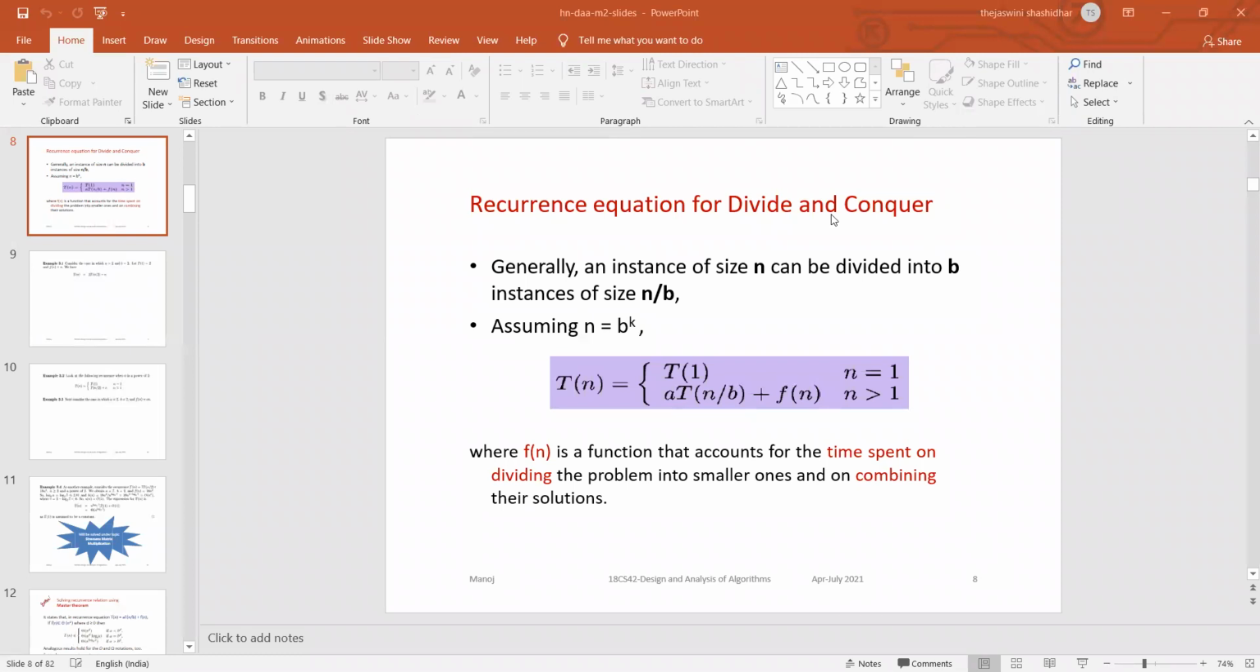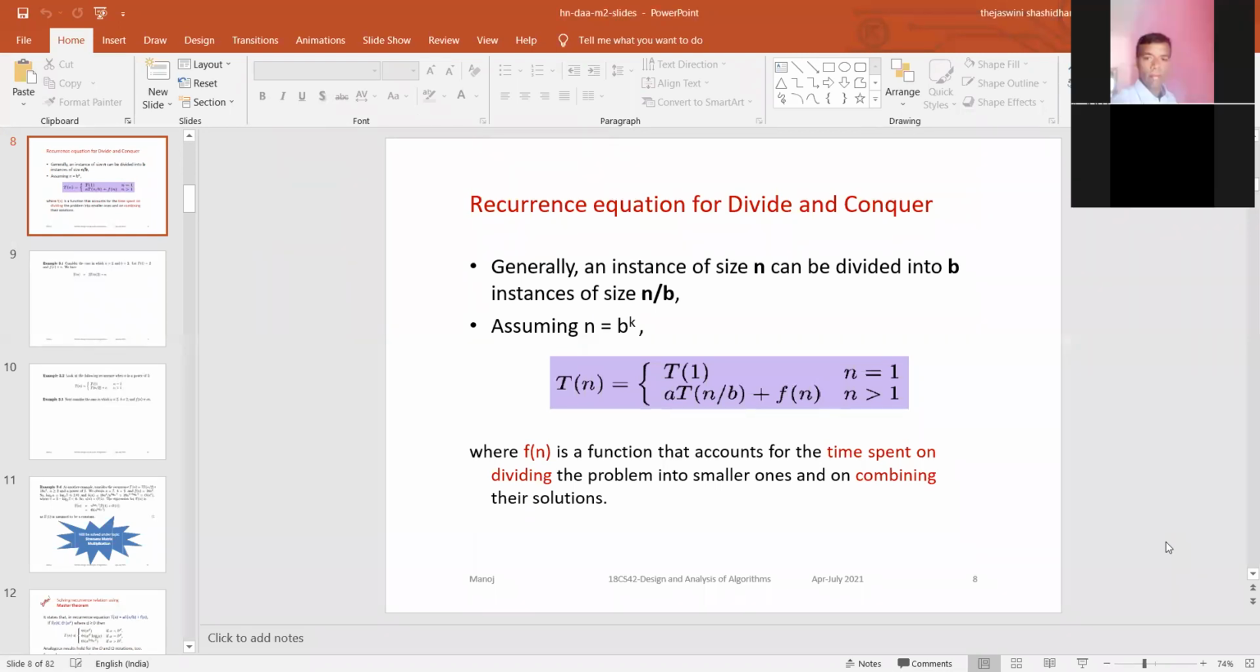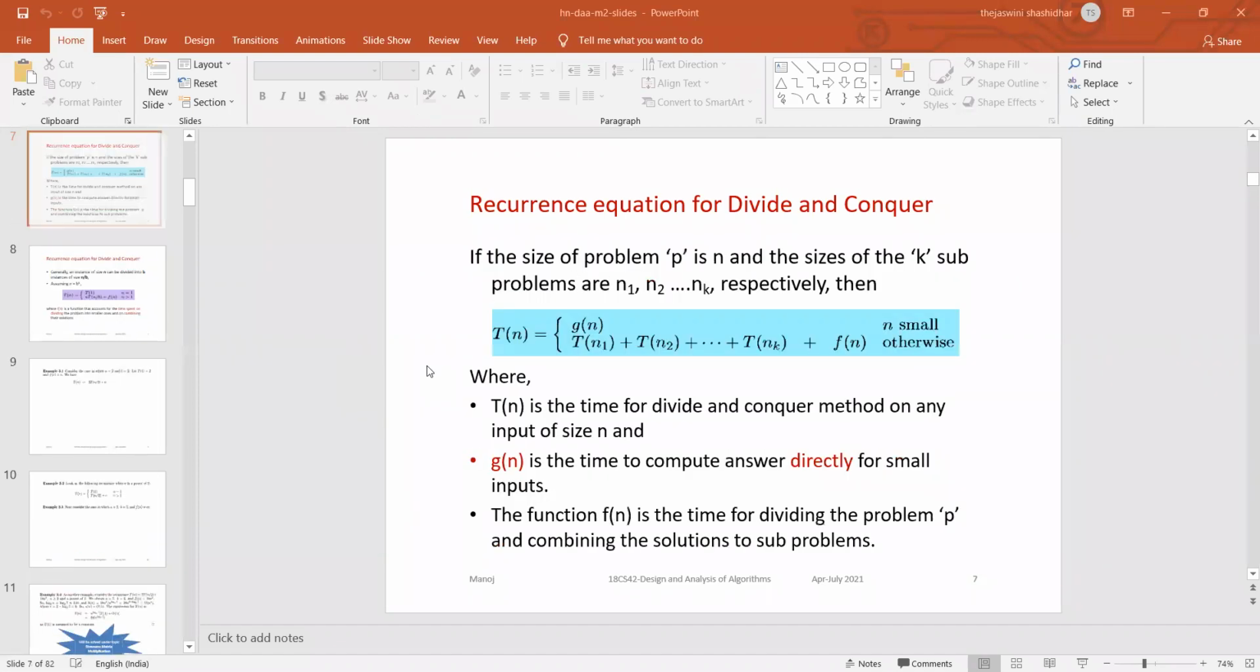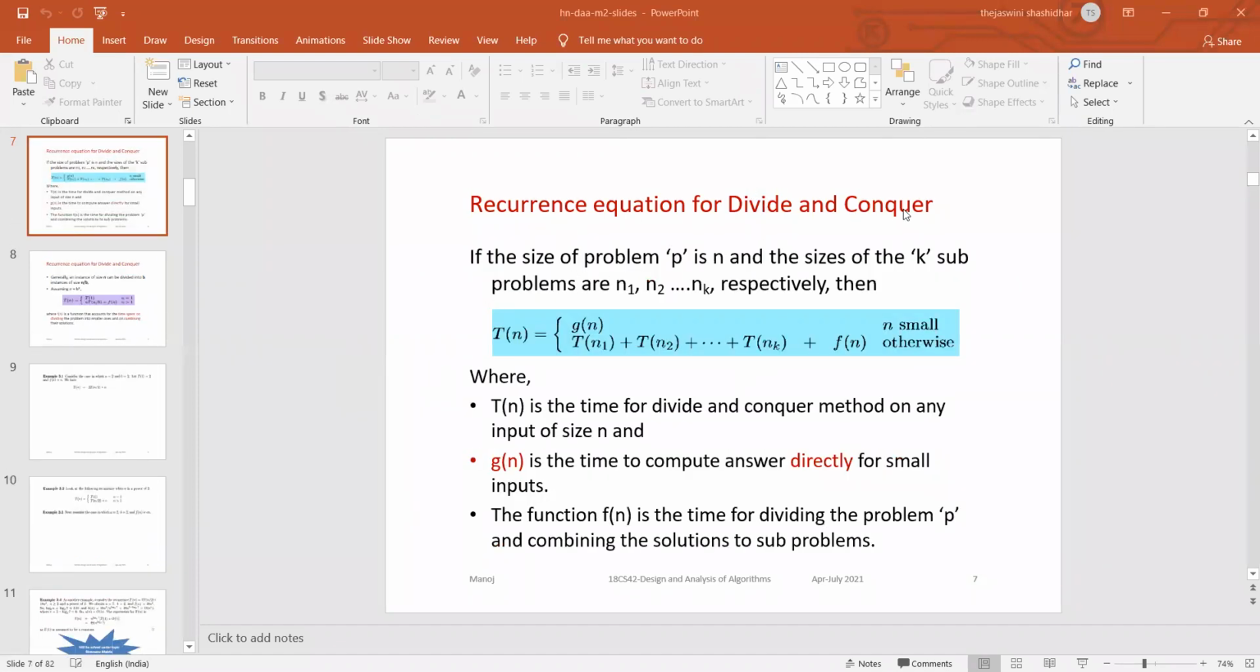Okay, so this is the video lecture on design and analysis of algorithms. We are currently discussing module 2, that is the divide and conquer strategy. So when you are going to divide and when you are going to have the no divide strategy. In that we are going with a divide and conquer strategy now. Currently we are discussing the recurrence equation. Till now we have gone through this recurrence equation for divide and conquer.